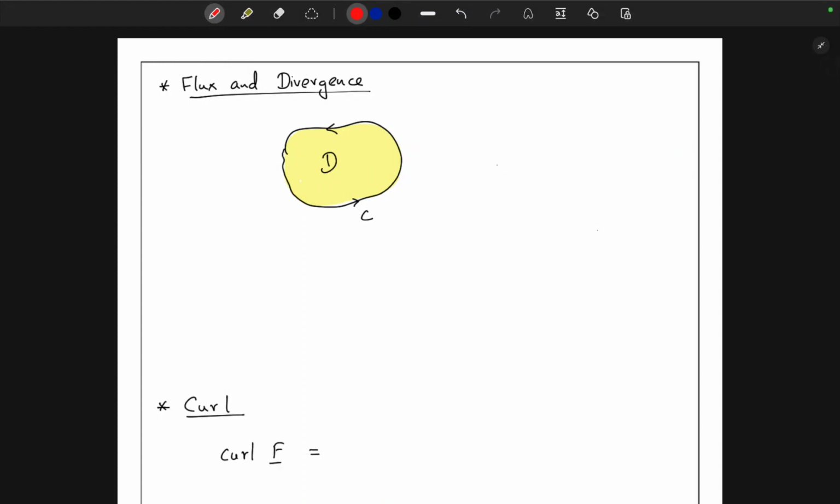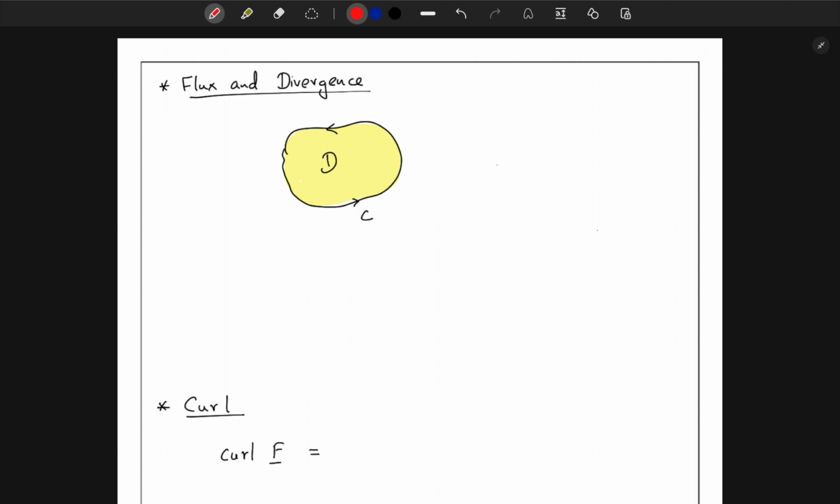Hi all, welcome to part 2 of today's lecture. We are talking about divergence and curl. Now we talked about what divergence is and we did a few examples. The last thing about divergence is its connection to flux.